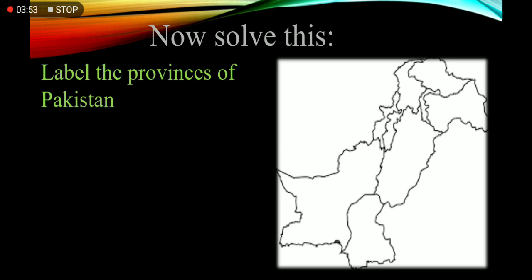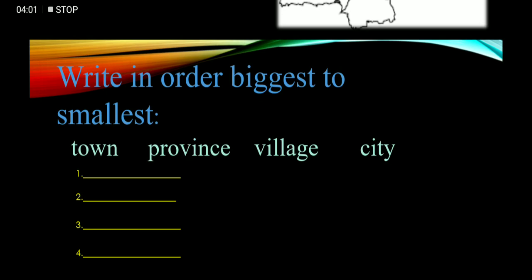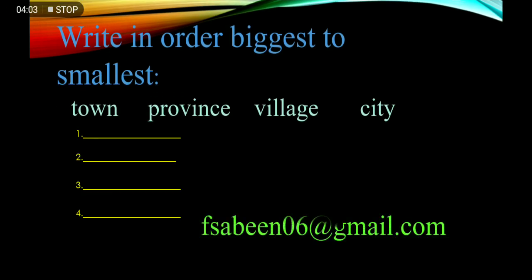Now let's practice. This is a Pakistan map and you have to label the provinces of Pakistan on this map. Next, you have to write in order from biggest to smallest: town, province, village, city. I hope now you can do it very well.